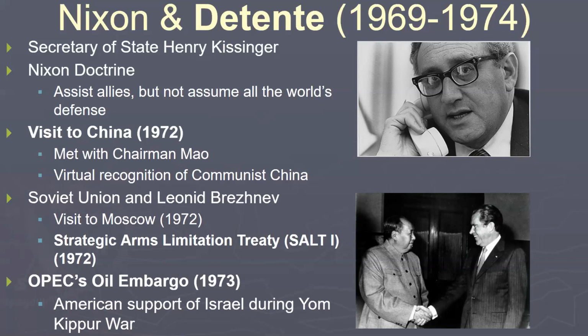Now, he does also try and meld a relationship with the Soviet Union and their leader, Leonid Brezhnev. And he visits Moscow, and they create the Strategic Arms Limitation Treaty, which is SALT I, because there will be a SALT II later on. SALT was an agreement that you cannot continue to build and compile this mass nuclear arms arsenal. You can continue to make nuclear weapons, but you have to get rid of your old ones. Basically, if you want to make a new weapon, you've got to melt down the old one.